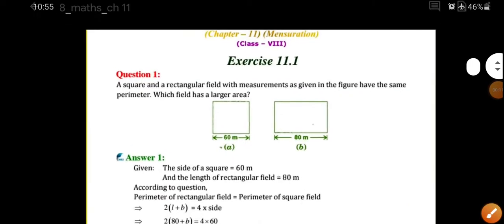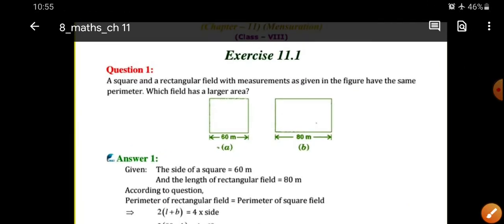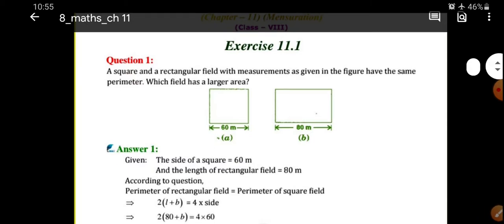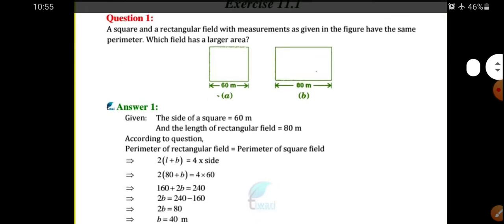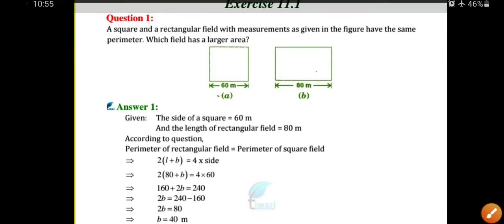Exercise 11.1. First question: a square and a rectangular field with the measurements as given in the figure have the same perimeter. Which field has a larger area? Here a square and a rectangular field are given.